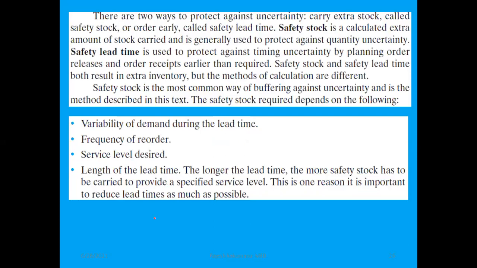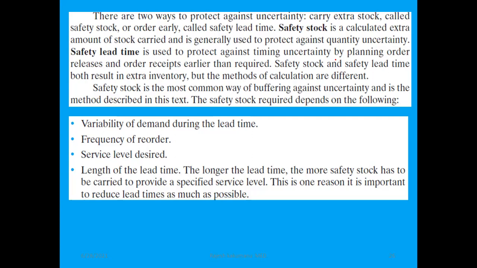Now there are two ways to protect against uncertainty. So finally we are having two ways to protect against the uncertainty. What is the first one? The first one is to carry extra stock. Carry extra stock, called safety stock. So the extra stock is nothing but safety stock.